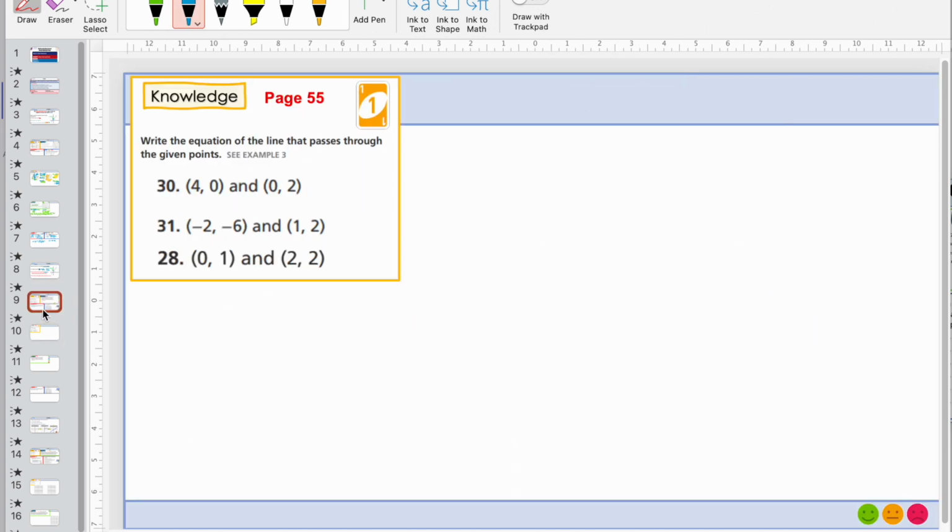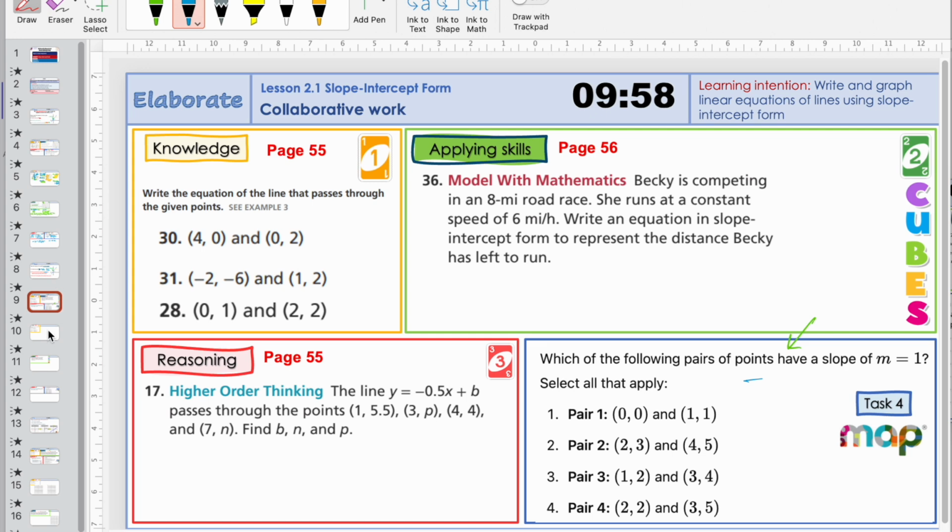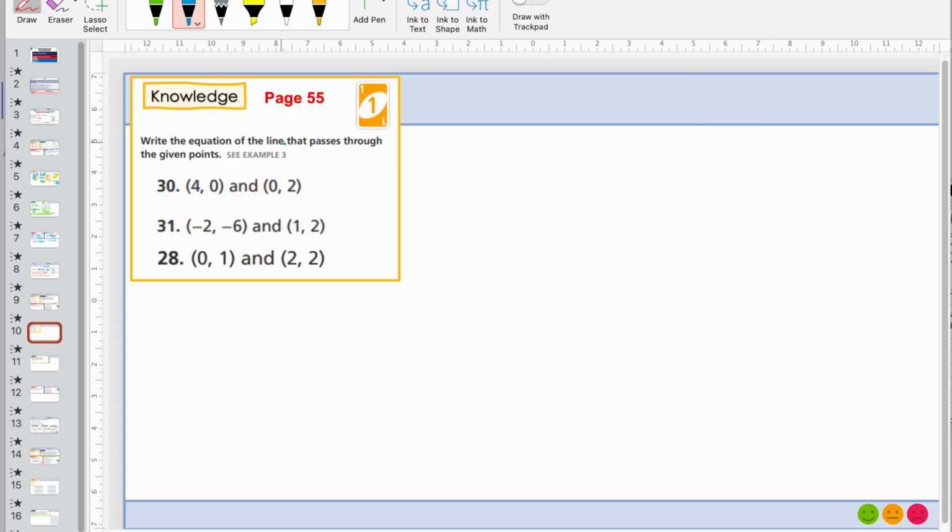Let's see. Again, here we have another problem that is not in the book. So here they want us to find the equation of the line that passes through any of these points. Let's start with this one.